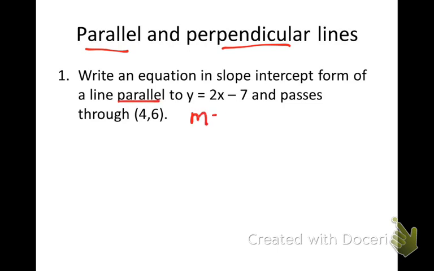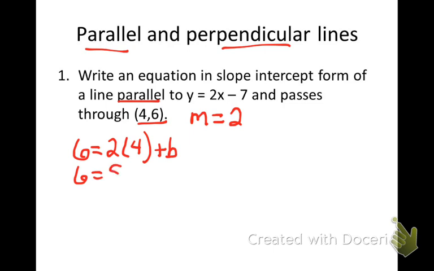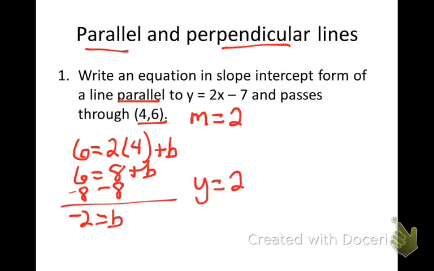So I'm going to pick my slope out of this line, and it's going to have the same slope. So the slope will be 2. I'm going to use that with this ordered pair to find my new b. So 6 equals 2 times 4 plus b. 6 equals 8 plus b. So I need to subtract 8 from each side, and get negative 2 equal b. So I can write my equation, y equals 2x minus 2.